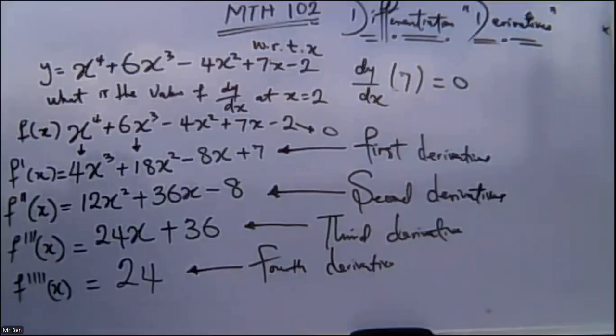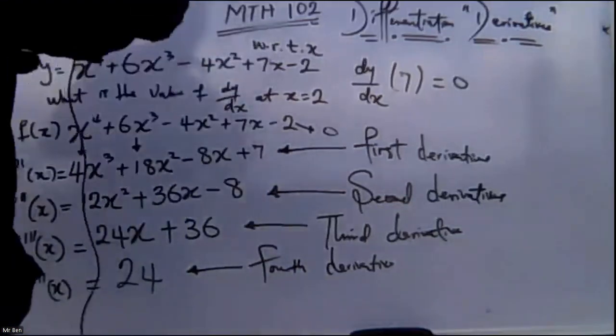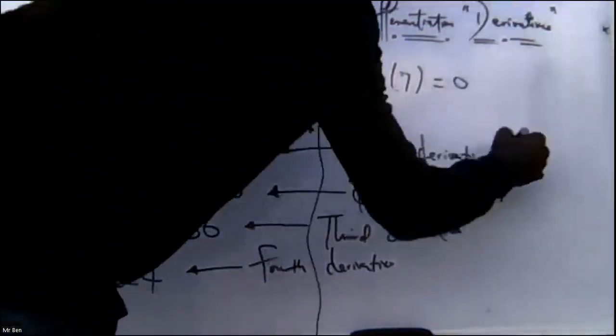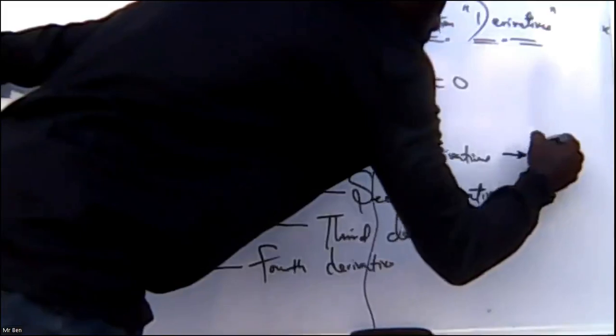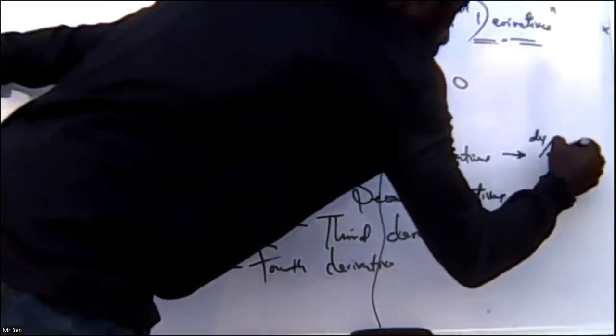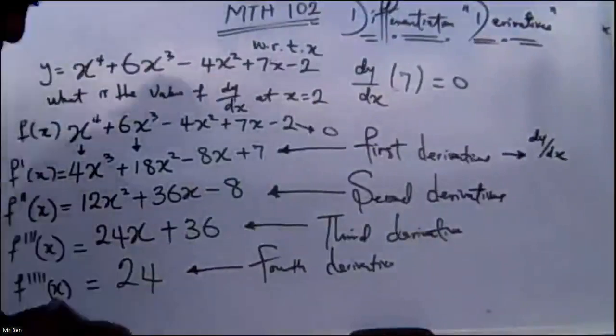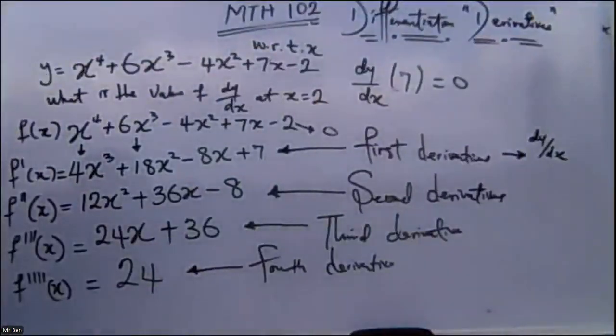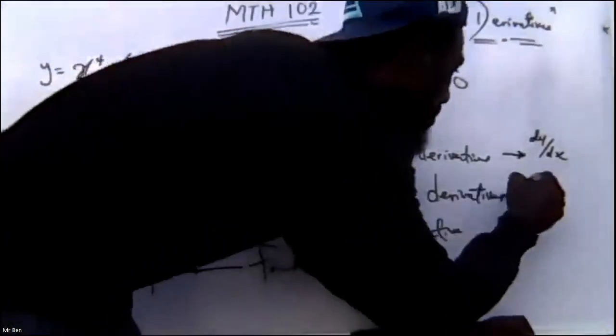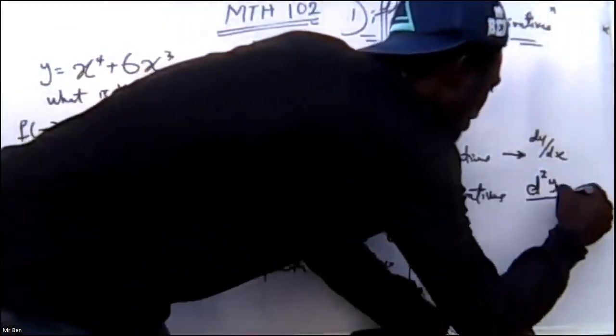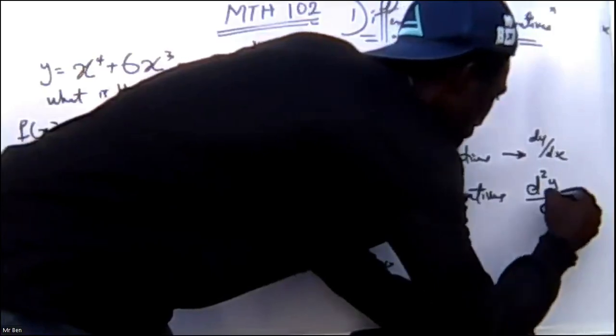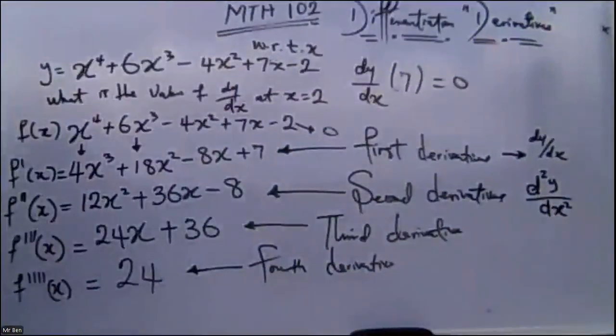Now, I want us to know something. The first derivative, you have something like this, dy/dx is the first derivative. The second derivative, writing it in the form of dy/dx, will now be d squared y over dx squared. That is the second derivative.